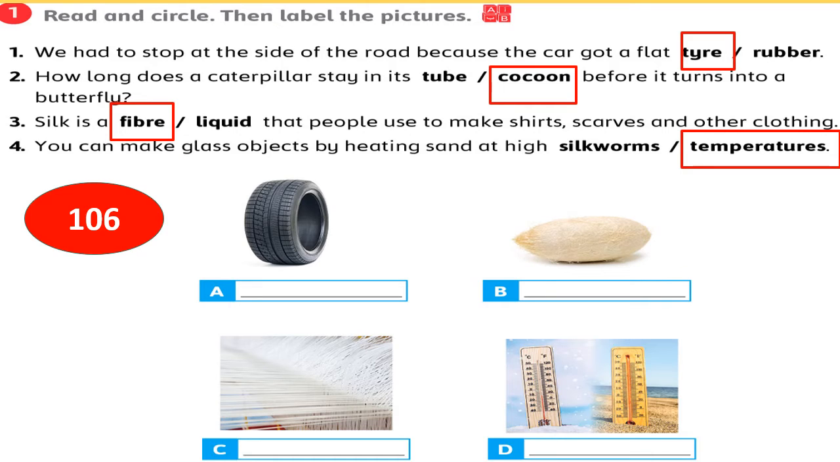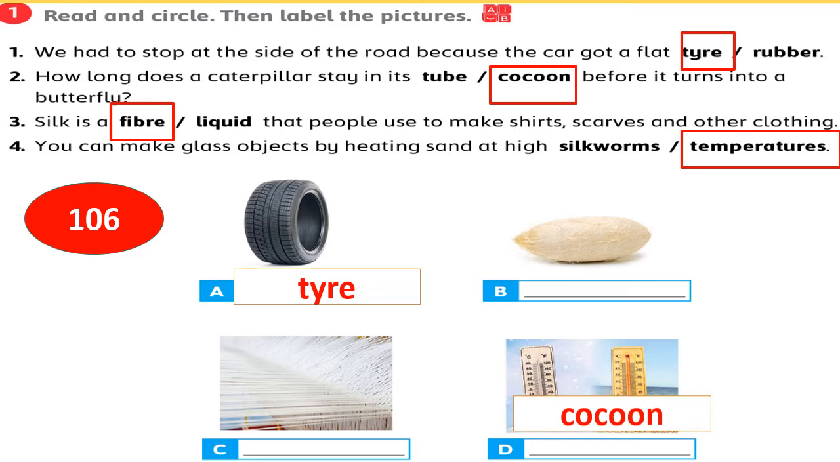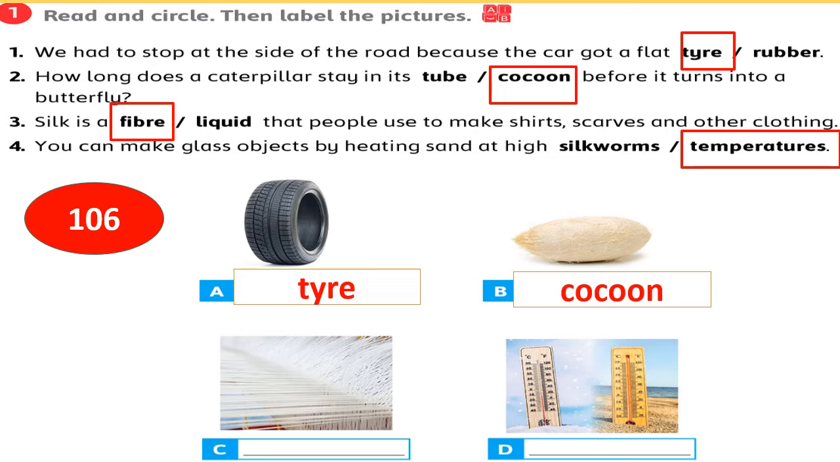Now you want to label these pictures. What is this? Number 1. Number A. What is this? This is a tire. Number 2. Number B. Cocoon. Number C. What is this? Fiber. The last one, number D. Temperature.